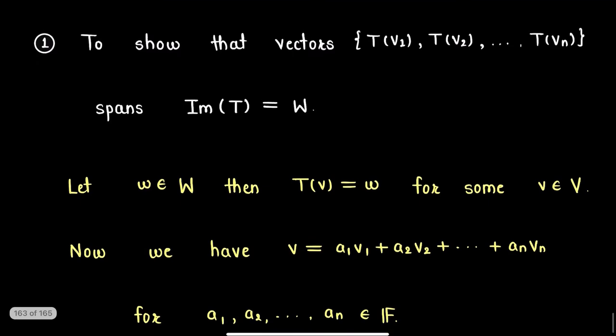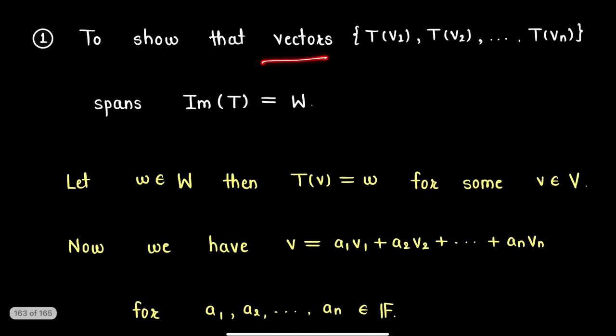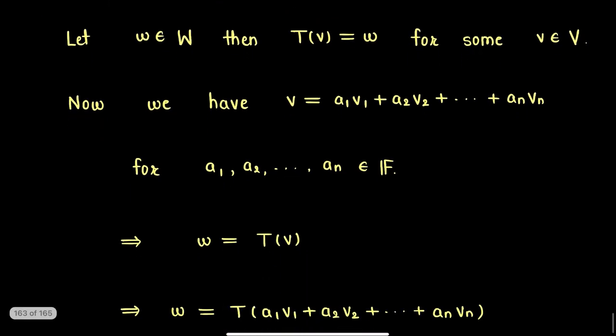Now the first thing is to show that the vectors TV1, TV2 up to TVn span the image of isomorphism T. Now since T is an isomorphism, the image of T will be W. So here we will show that the vectors TV1, TV2 up to TVn will span the vector space W. Now for this, consider any arbitrary vector, say W, in vector space W. Now since T is an isomorphism, T is onto, so there will exist a vector, say V, in vector space V such that T of V is equal to W.